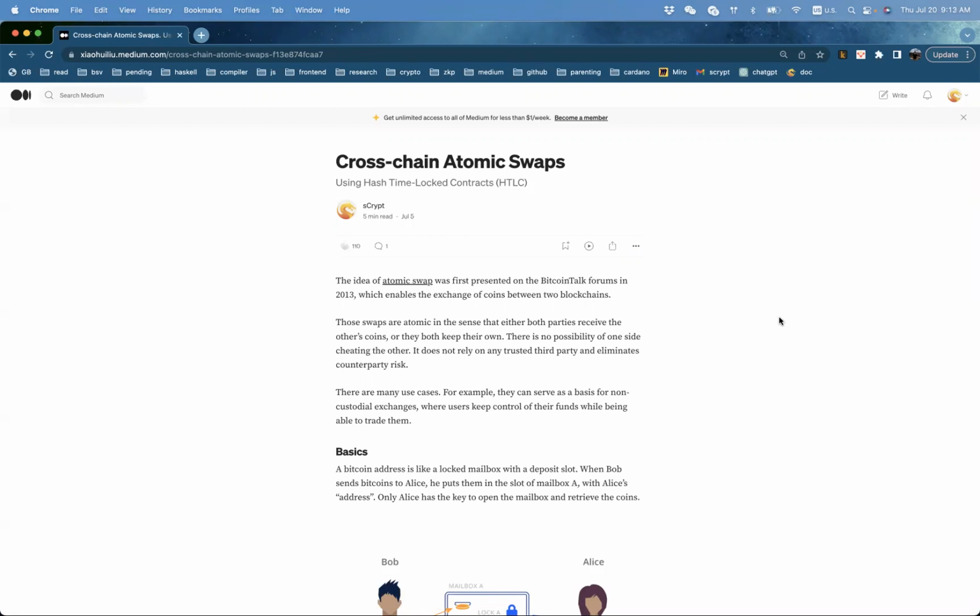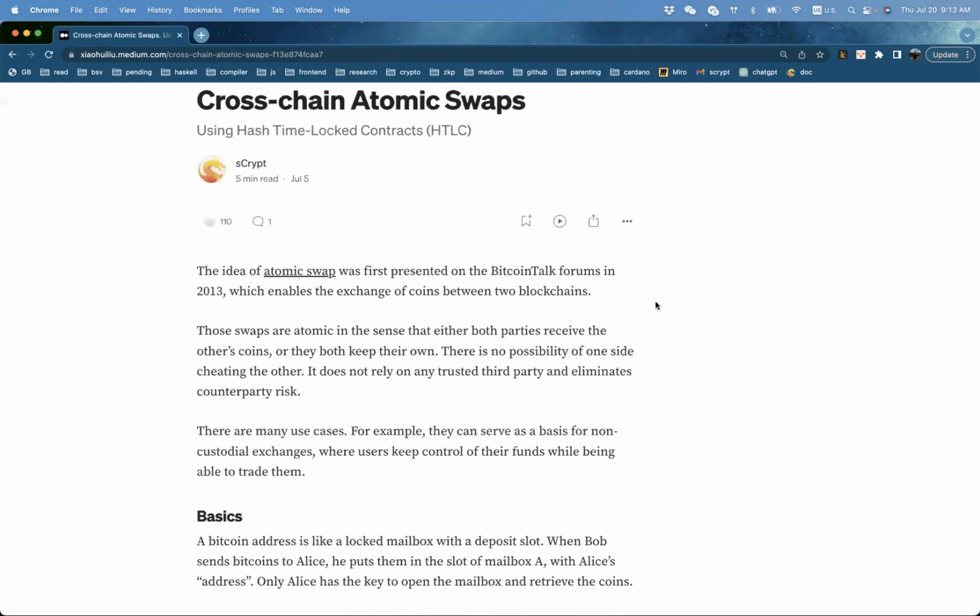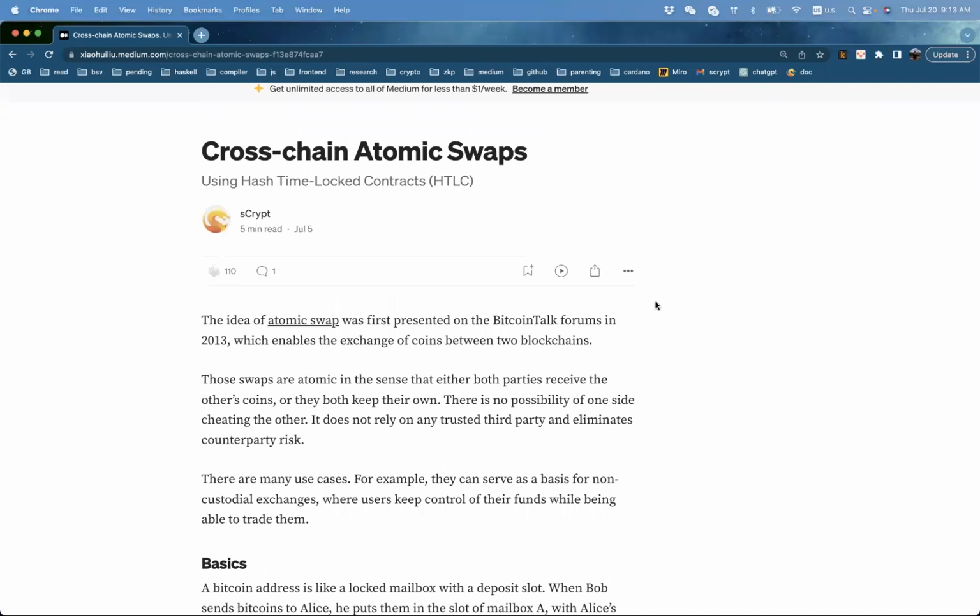So today we're going to talk about this interesting topic of atomic swaps. Specifically, we are going to talk about how to do cross-chain atomic swaps. Okay, so we are going to cover generally two approaches. The first one I want to cover here is so-called hash locked contracts.